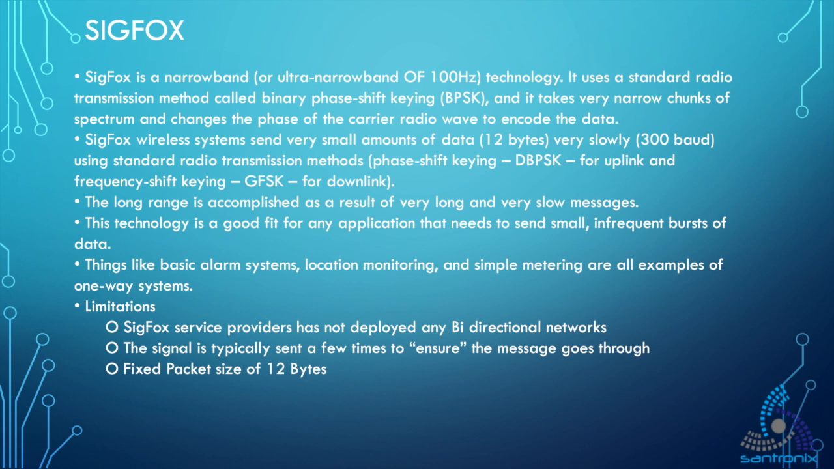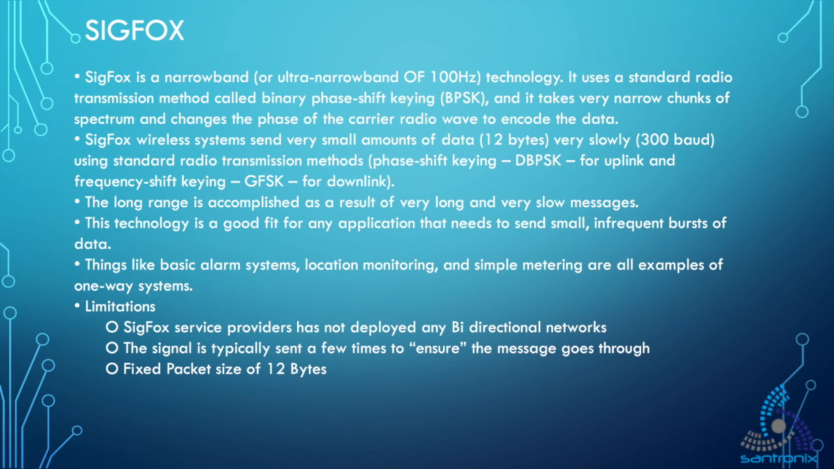Sigfox. Now, Sigfox is a narrow band or ultra narrow band of 100 hertz technology. It uses a standard radio transmission method called binary phase shifting (BPSK), and it takes very narrow chunks of spectrum and changes the phase of the carrier radio wave to encode the data. Sigfox wireless systems send a very small amount of data, 12 bytes, very slowly at 300 baud using standard radio transmission methods. The long range is accomplished as a result of very long and very slow messages.